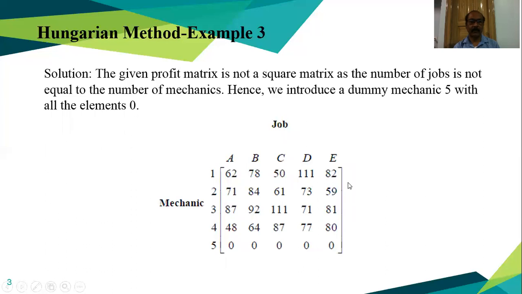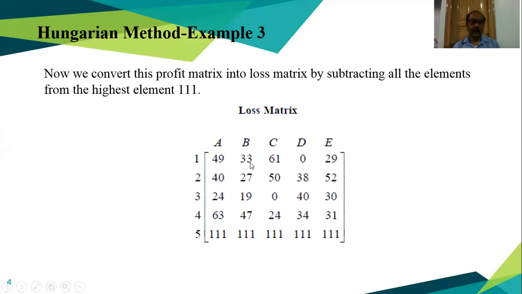So 111 subtracted from 111 becomes 0, and all zeros become 111. So this is our profit matrix now converted to the loss matrix. Then we have to do the row operation, then the column operation as per the process of the Hungarian method. Then we have to draw the horizontal and vertical lines, selecting the 0s. Then we have to check how many horizontal and vertical lines there are.